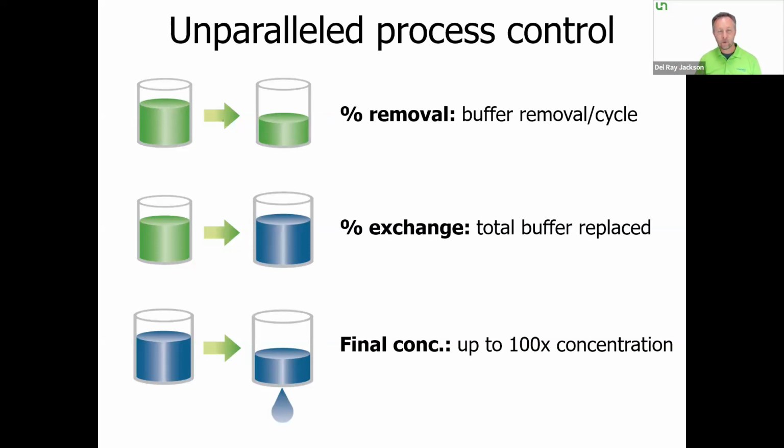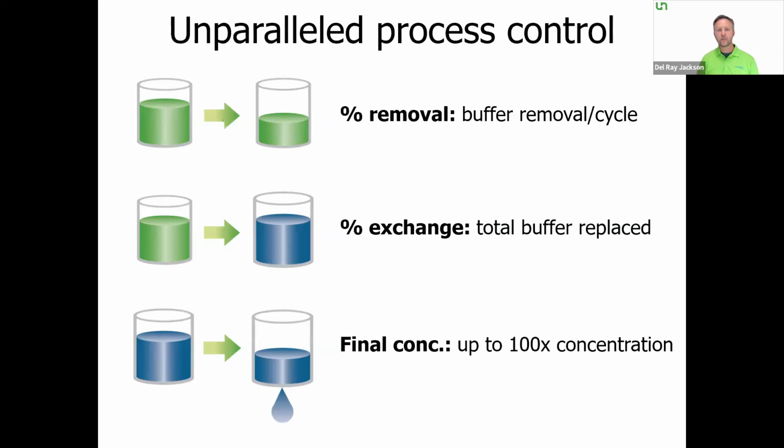Why is that valuable? Well, many biomolecules have concentration dependent behavior, essentially precipitation. So proteins, of course, and even nucleic acids, if they get too concentrated, they can fall out of solution or they can tend to aggregate. You have control over that with Big Tuna by being able to fine tune that percent removal.